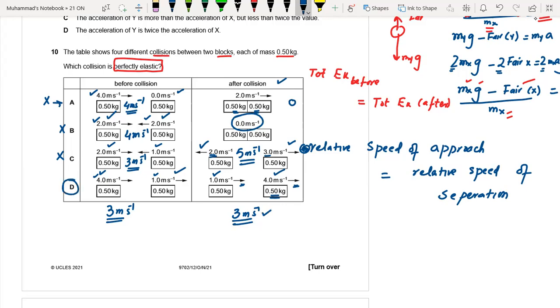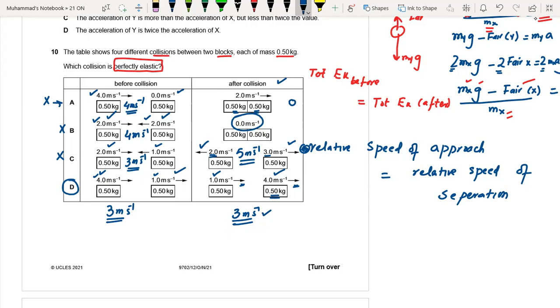If you have two options where speed of approach is equal to the speed of separation, which is not the case in this question, then what will you do? Then first you will check the conservation of momentum. If in two options speed of approach is equal to the speed of separation, then obviously in one option the momentum will not be conserved. So then you will check conservation of momentum as well. But in this question, out of these four options, only in one is speed of approach equal to the speed of separation. So we do not need to calculate their kinetic energies before and after.